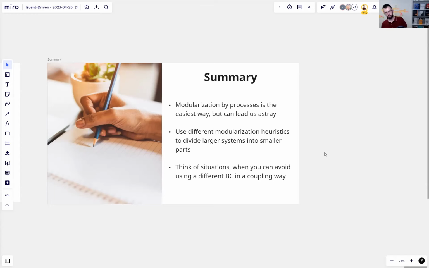And think of the situation when you can avoid using a different bounded context in a coupling way. So these approaches that I showed very shortly at the end will help you avoid the coupling, because you don't connect to each other's databases. When you carry out the business logic or some kind of front-end calculation, front-end data views, you are still able to have this separation on a bounded context level.